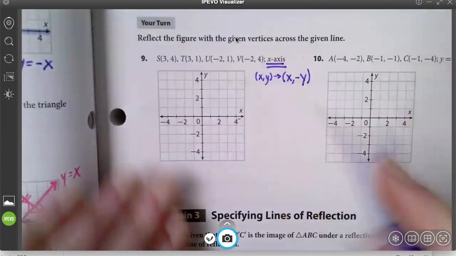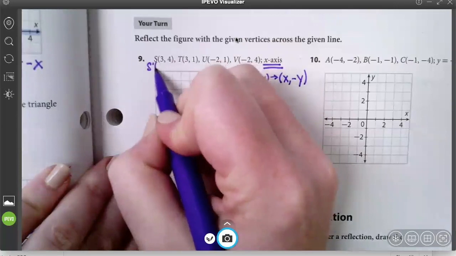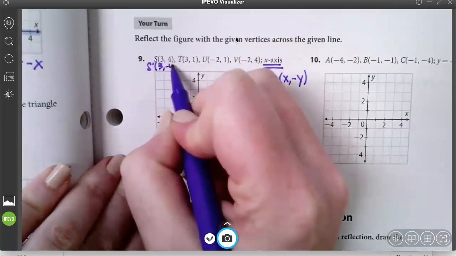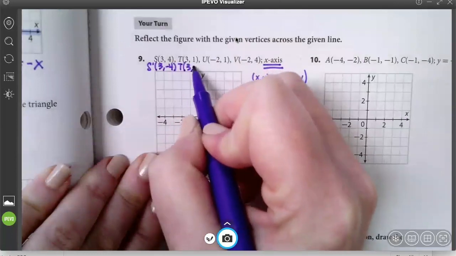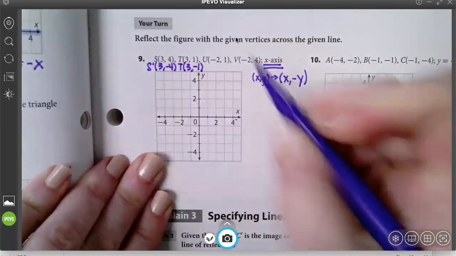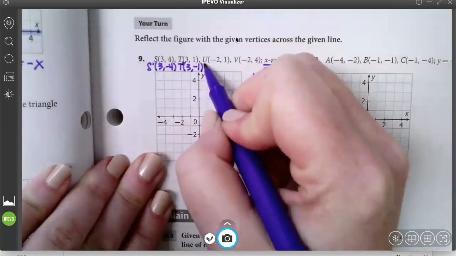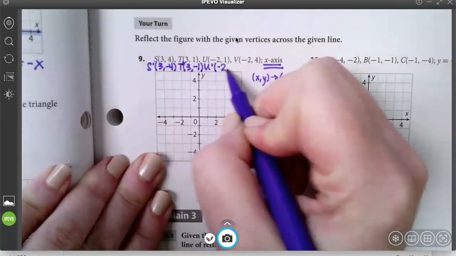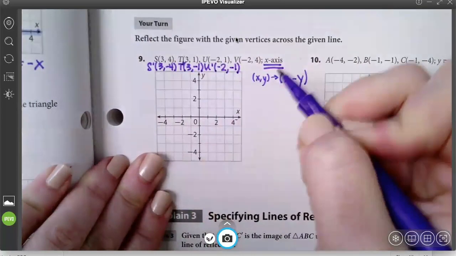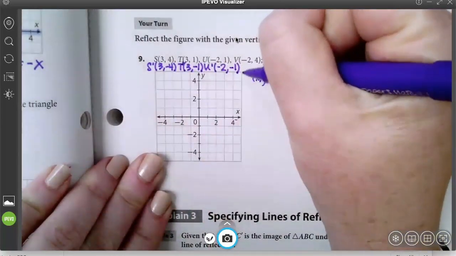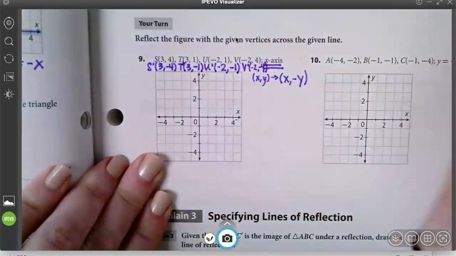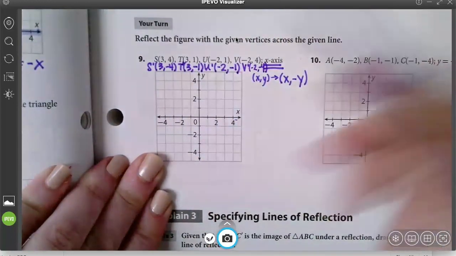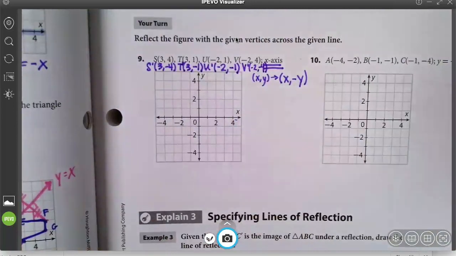So we could actually go ahead and write S prime is at 3, -4. T prime is at 3, -1. U prime is at -2, -1. And V prime is at -2, -4. Ran out of room there a little bit. But you can see all we did was to just change the sign on the y value only.